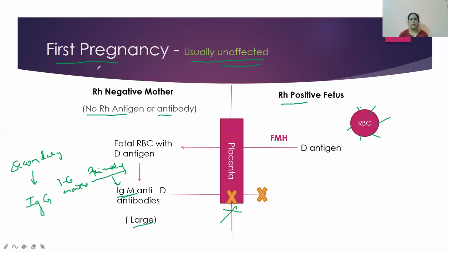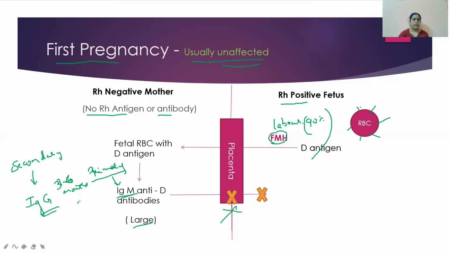Okay, by that time, the pregnancy, that means the fetus would have delivered by that time. So the time is 3 to 6 months. Usually the feto-maternal hemorrhage occurs around labor, more than 90% of the times it occurs during labor. By the time she produces IgG immunoglobulins, she would have delivered.